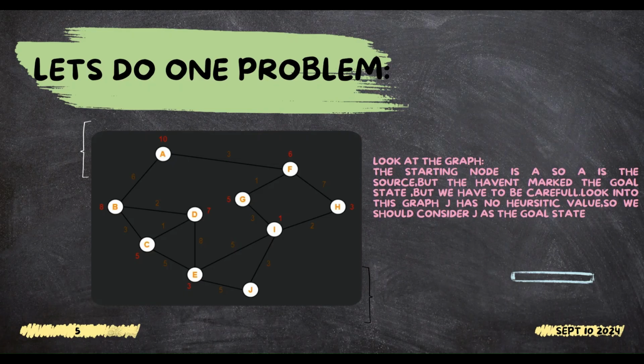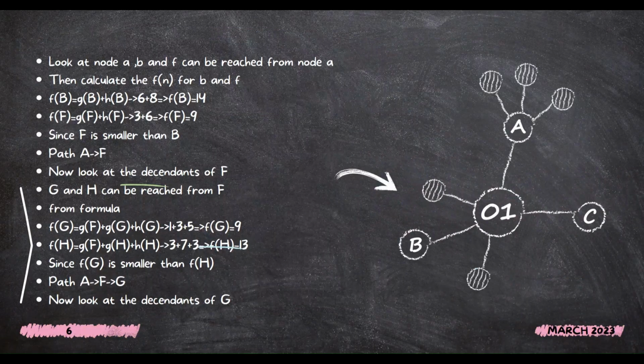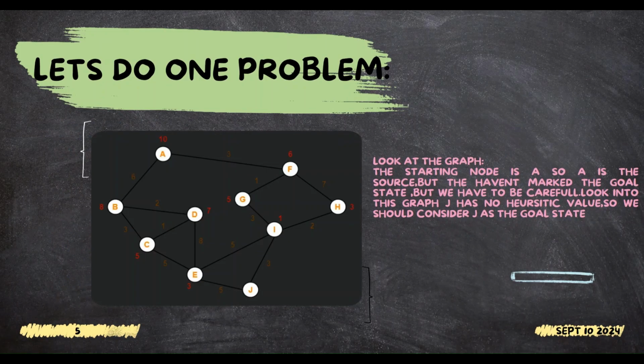So this is a graph for the A-star search algorithm. When the goal state and the source are not defined, we have to choose them wisely. The starting node is A, so we choose the source as A, and the ending node is J. I am choosing J because J has no heuristic value; the heuristic value of J is 0, so we choose J as the goal state. And we have to solve this.